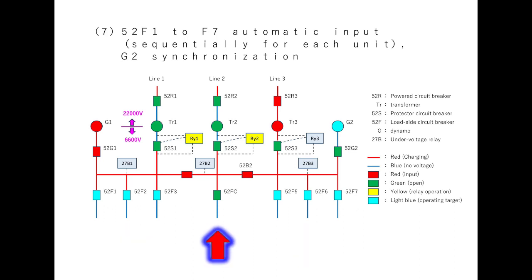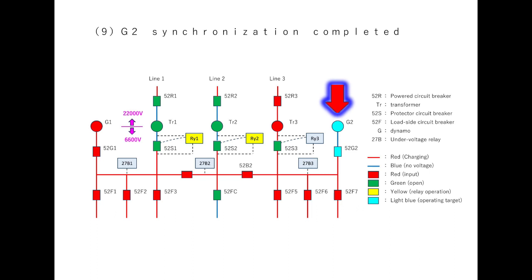However, 52FC, which is connected to the phase advance capacitor, is closed later. During this time, generator G2 is starting to control itself in order to match the voltage, frequency, and phase with the bus that is already transmitting electricity. If these match, circuit breaker 52G2 will automatically close. Once G2 is synchronized with the busbar, 52G2 will automatically turn on and supply electricity from the G2 generator.